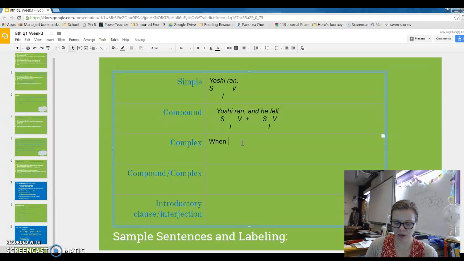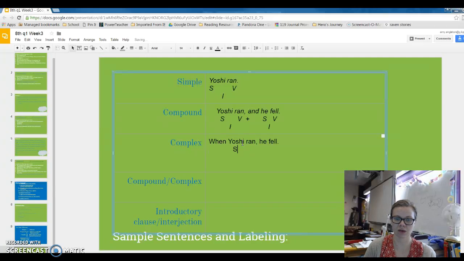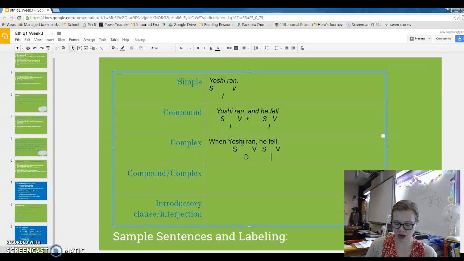Then you would have the same thing happening here. When Yoshi ran, he fell, period. We have when, which is making it dependent. We have a subject, a verb, a subject, a verb, a dependent clause, and an independent clause. Compound-complex: when Yoshi ran, he fell, and he broke his leg.